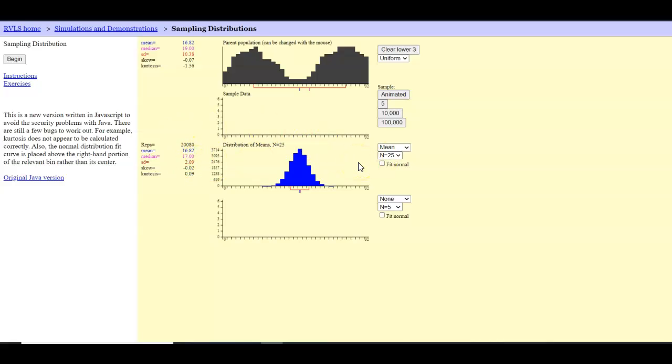So hopefully this helps with a quick overview of the central limit theorem.